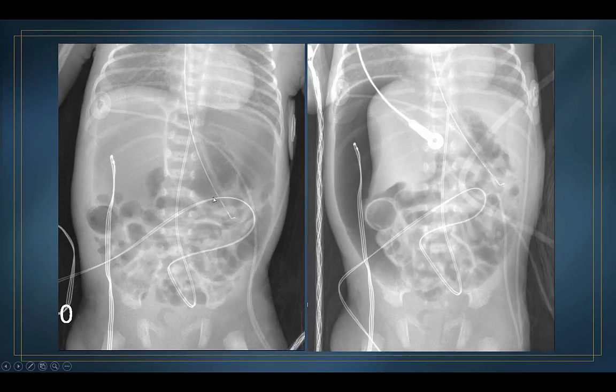All right, now here's air. This is the greater curve of the stomach, and you've got bowel loops right against it. So there's not a lot of fluid around this gastric air bubble.